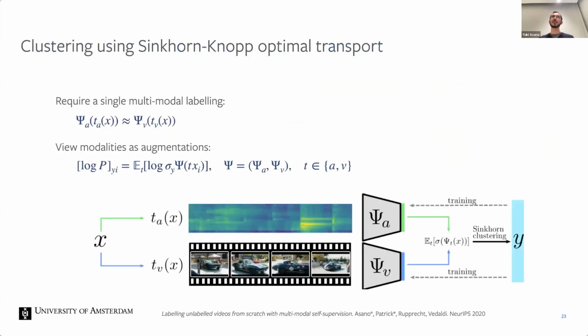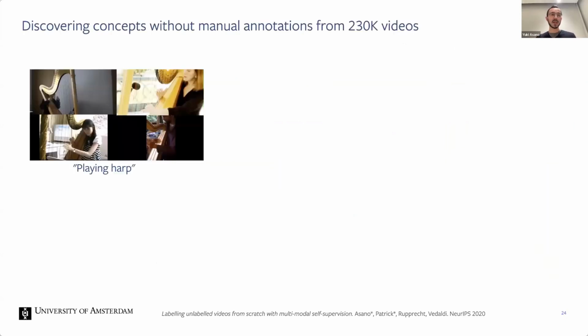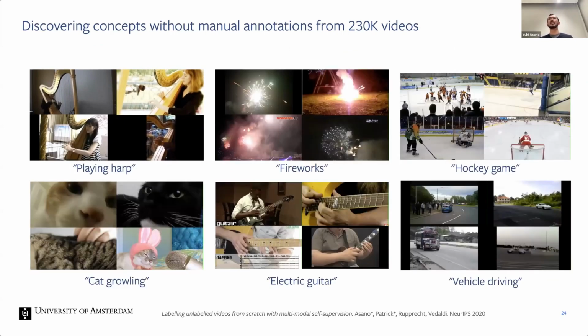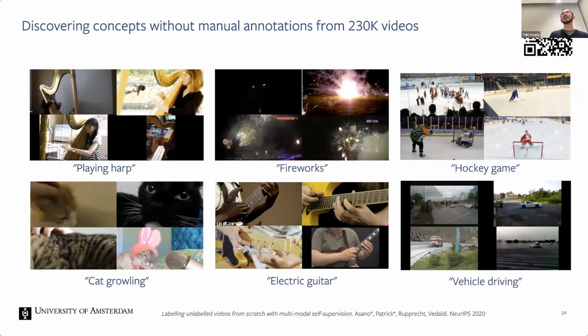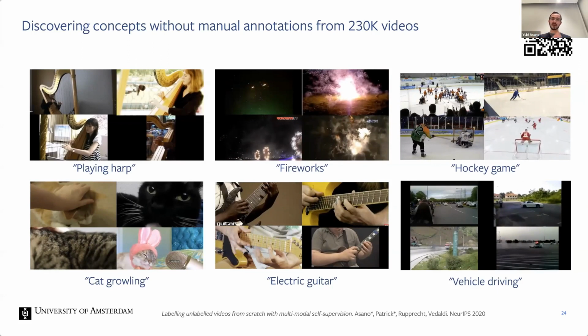This is another paper of ours, which we published at NeurIPS, which is doing clustering on multimodal data, in this case audio and video. Finally, you can also visualize the clusters. For example, it finds this cluster of playing harp, or these other clusters of fireworks, hockey game, vehicle driving. Of course, we just named these clusters, because everything is self-supervised here. And again, we released everything open source.